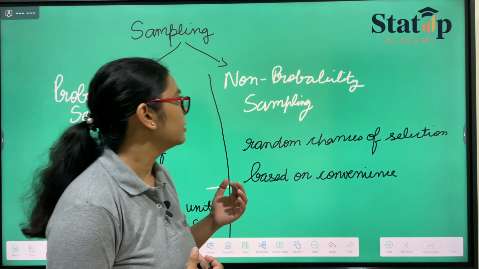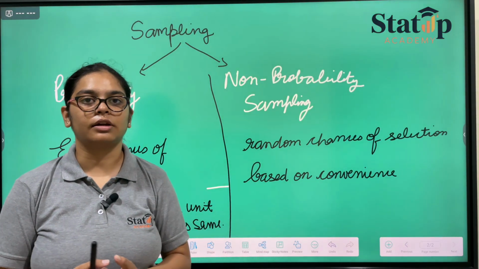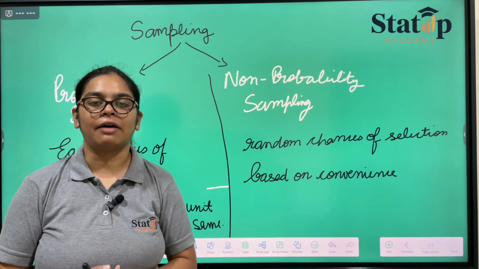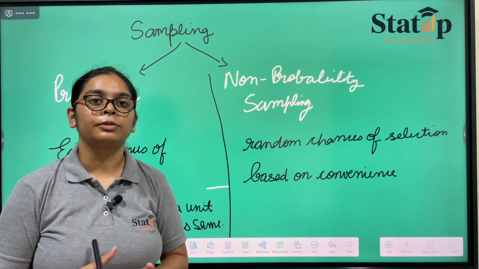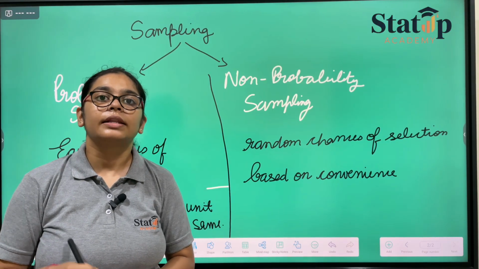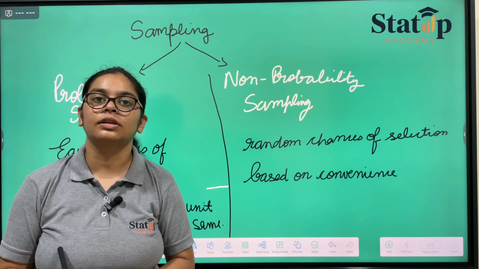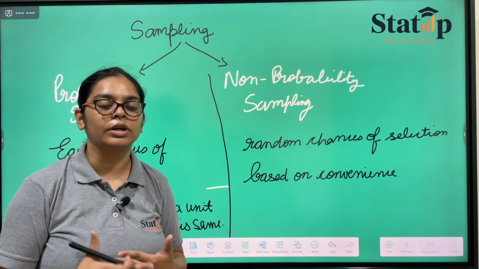Now we'll come to non-probability sampling. This is the random chance of selection based on our convenience. Suppose we are testing for people having a particular disease. So the people that are selected are selected based on the convenience that they are having the disease. Not every person is selected. The convenience is included in this.